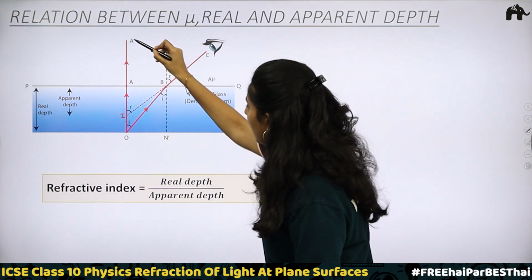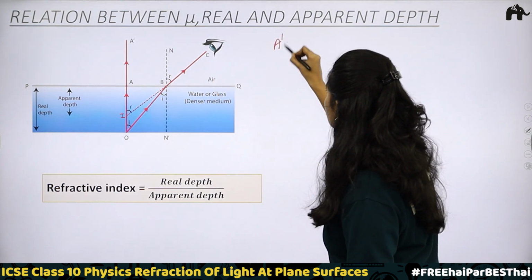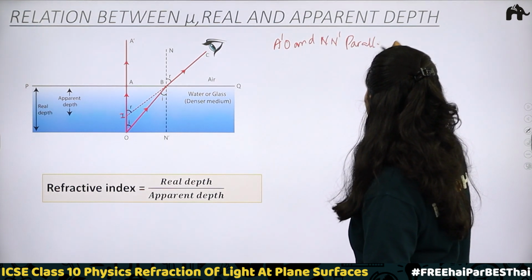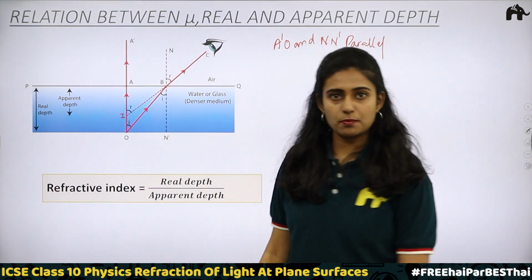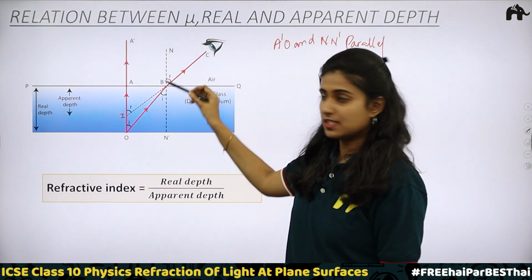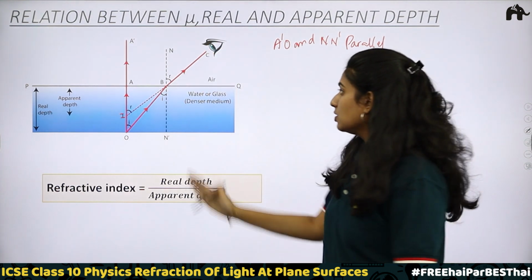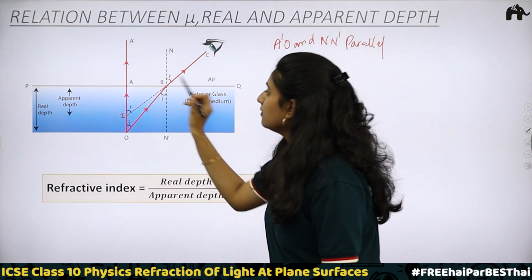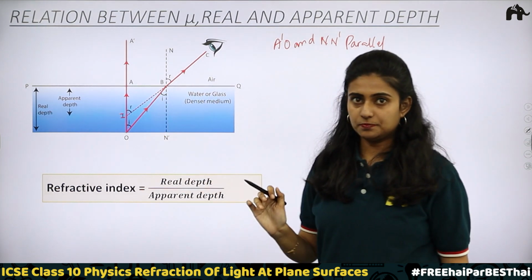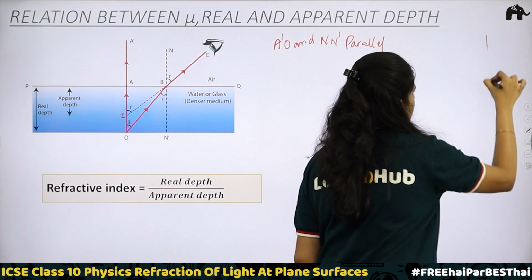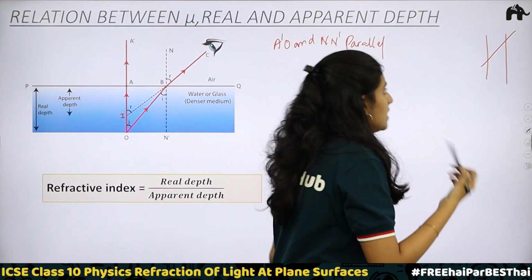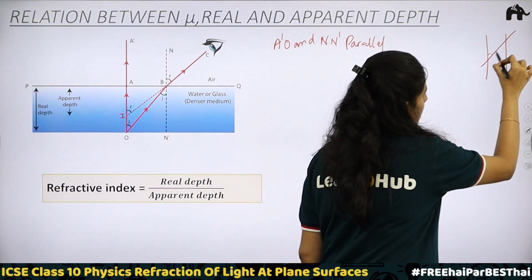Now, you can see that the lines A dash O and N dash are parallel lines. This we have said is a normal, for normal incidence. Also, we have drawn a normal at the point of incidence. So two normals, which means both are perpendicular to the surface, both at an angle of 90 degrees, which means they will be parallel to each other. When parallel lines are cut with a transversal, we know alternate interior angles will be equal. These are alternate interior angles.